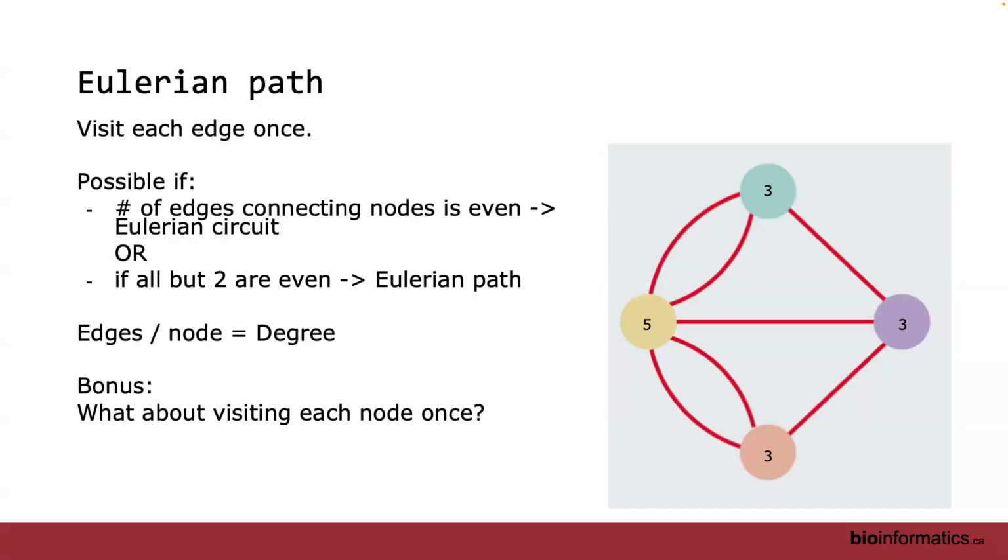If there are two nodes that are odd and the rest are even, then, excuse me, the first one's called a circuit, the second one's called a path, which is from one node to the other. And then lastly, if there are more than two nodes with an odd number of edges, then there is no solution.